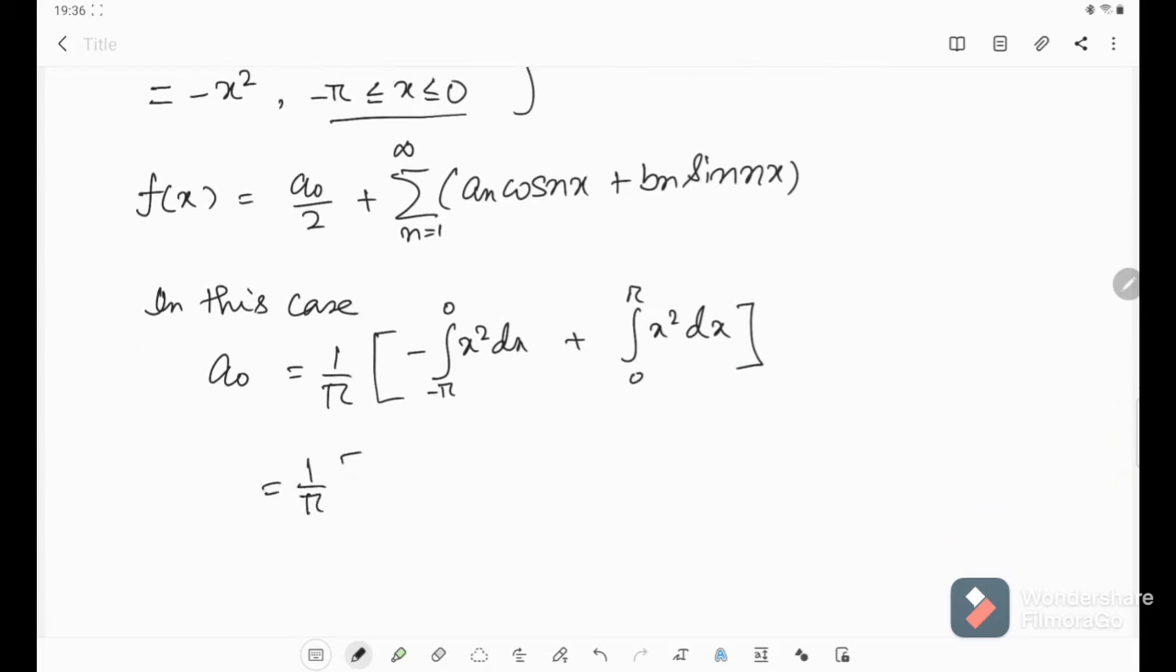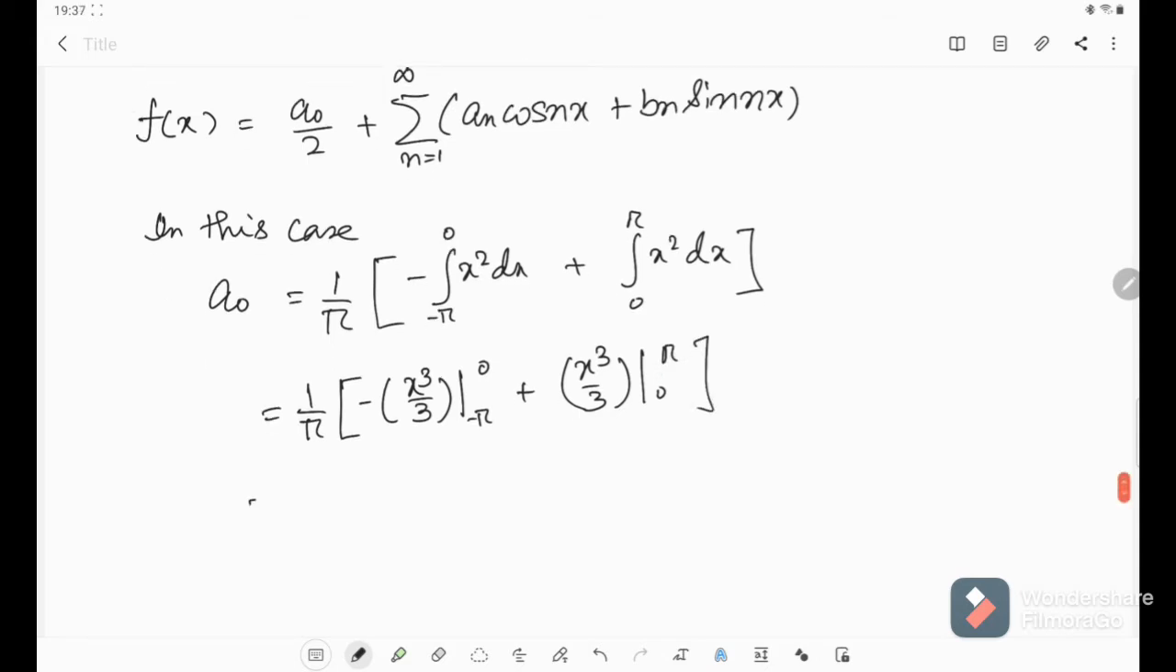So if we perform the integration, what will we get? Let's see. It would be 0 actually. So first term is 0, then 1 by pi minus of pi cube by 3, and then the minus sign would be there, minus, and this would be pi cube by 3, so it is 0.